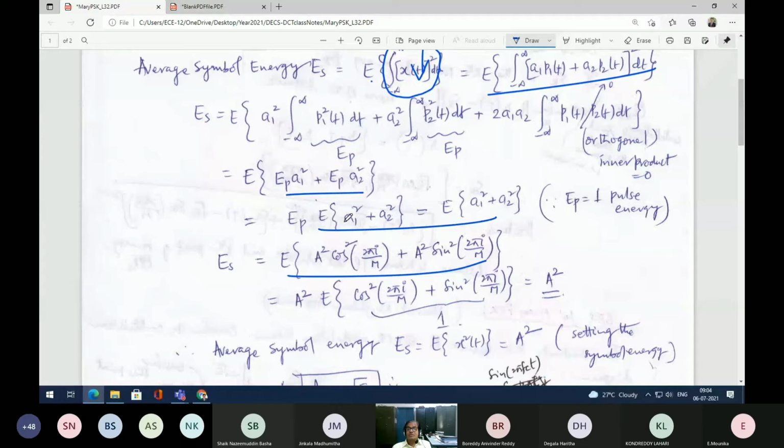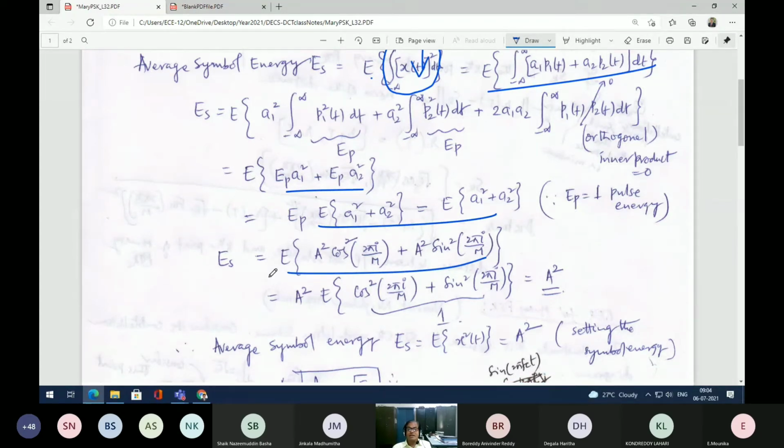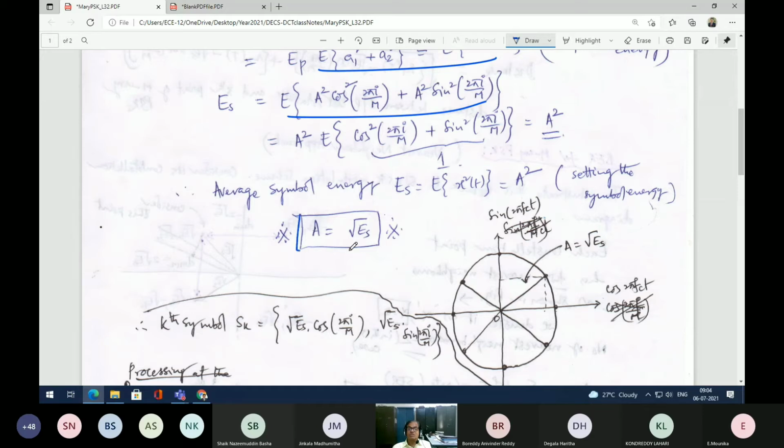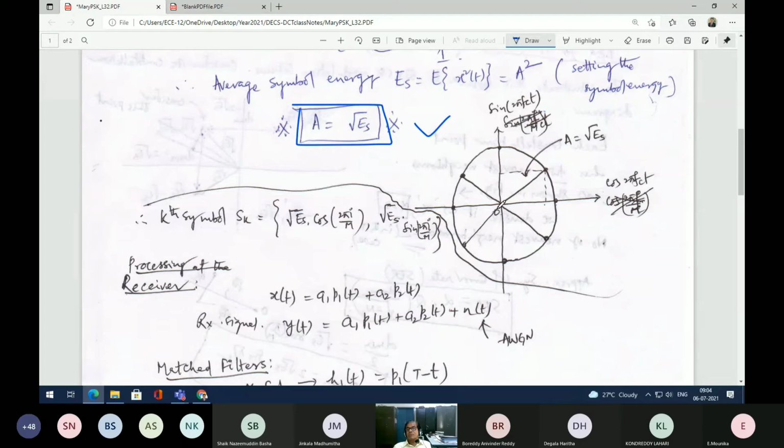Here A1 is substituted as A cos(2πi/M) and A2 as A sin(2πi/M). If I take A squared outside, this is something like cos squared theta plus sine squared theta, which is going to be 1, and you get A squared. Finally, you get the relationship between the signal energy and the amplitude, just like QPSK: square root of Es equals A. That's how the symbol energy is fixed, and this is your amplitude.